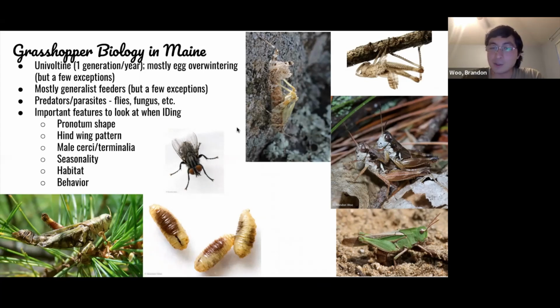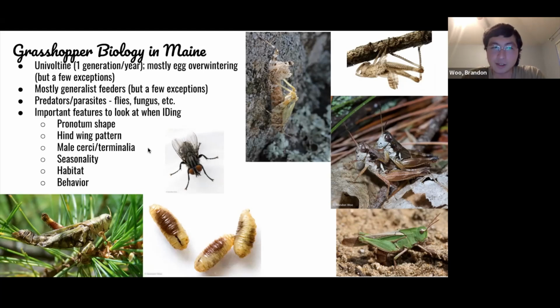They do a lot of interesting things, and there are a number of things to look at when you're trying to arrive at an ID for a grasshopper in Maine or anywhere. Some of the more important things in morphology are the pronotum shape and the hind wing pattern. You might notice that a lot of grasshoppers will fly away from you with brightly colored black or yellow wings. Look at those patterns sometimes.